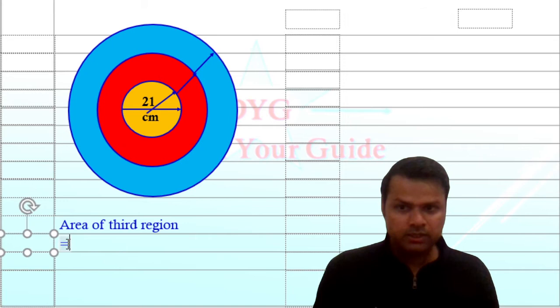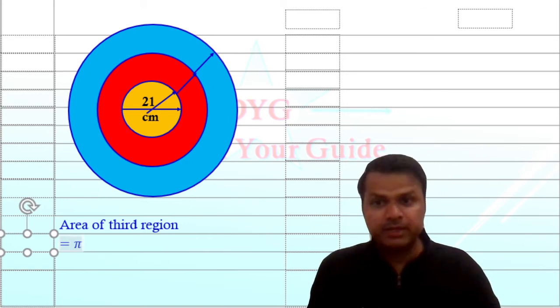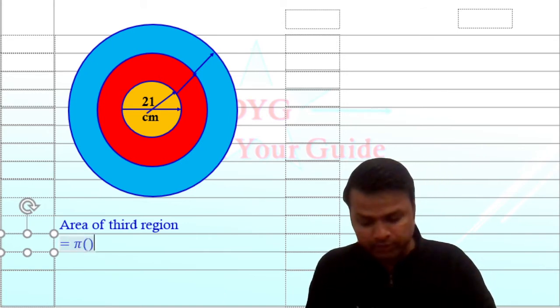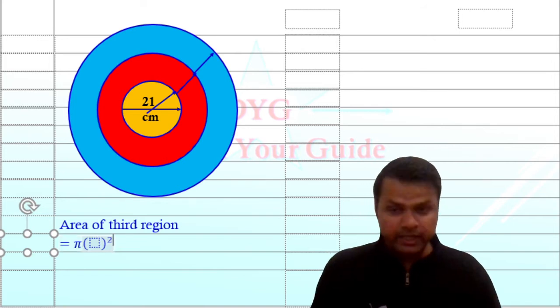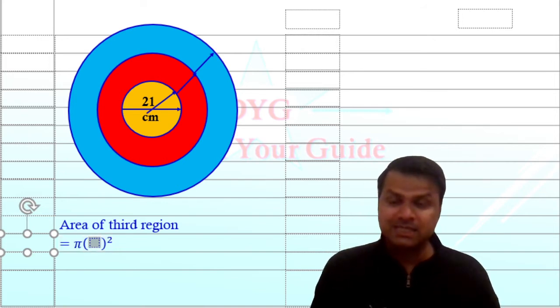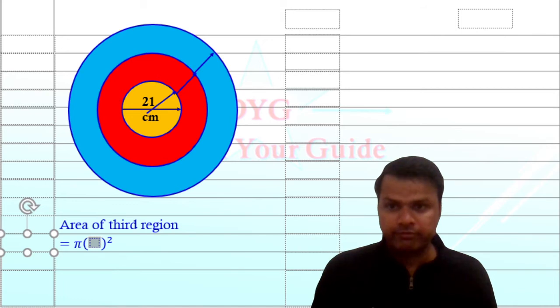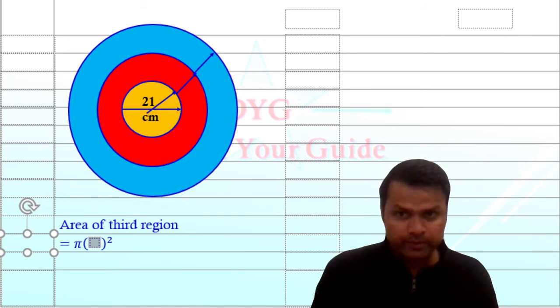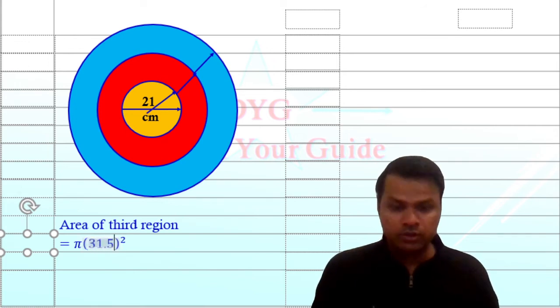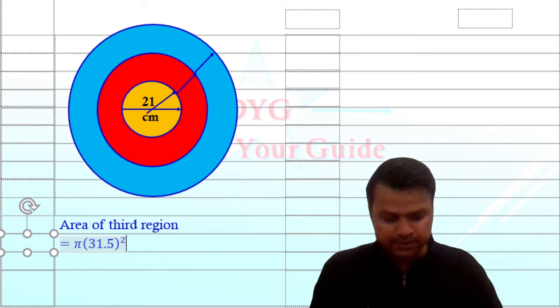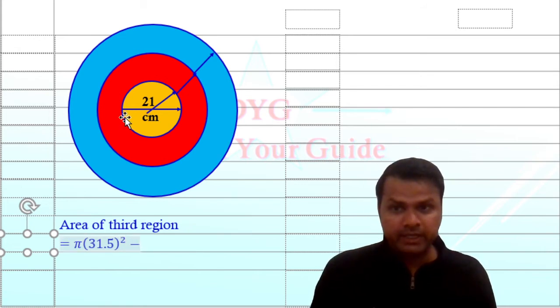So let's calculate that. So now its formula is same as pi r squared. Now what will be the value of r? So we had already calculated 21 plus 10.5. I hope you're getting how we are doing this 21 plus 10.5, because still here it's 21 and then 10.5 is this much. So that means this is 31.5. So 31.5 whole square minus, we have to subtract the area of this red region completely.